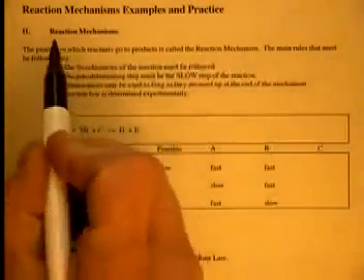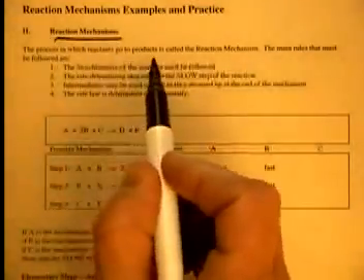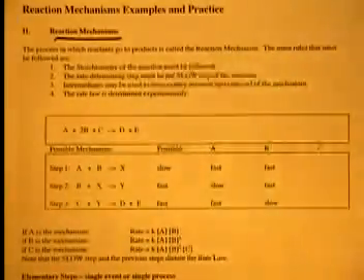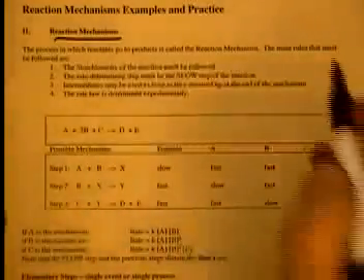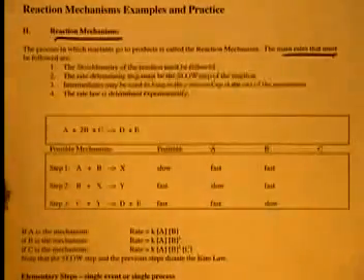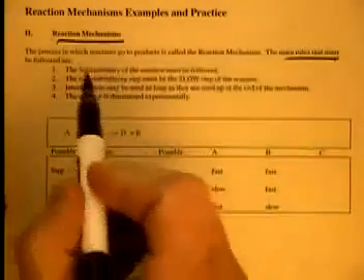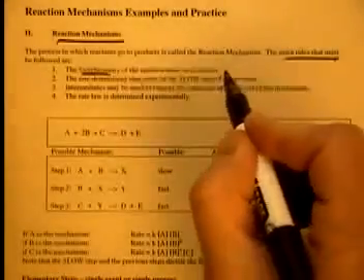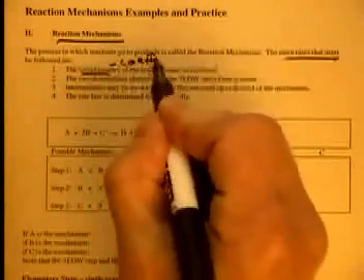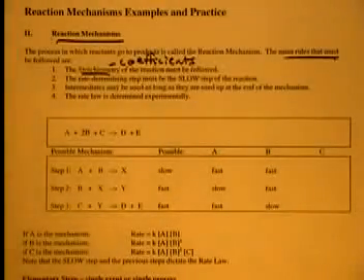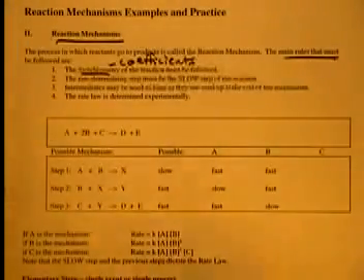Reaction mechanisms. Reaction mechanisms are processes in which reactants go to products and the steps that occur to make the overall reaction happen. There are several main rules that have to be followed. I like to think of it as two rules, but this kind of outlines all of the other things that add along with it. First of all, the stoichiometry, in other words, the coefficients of the elementary steps must match the exponents of the rate law for the slow or the rate determining step.